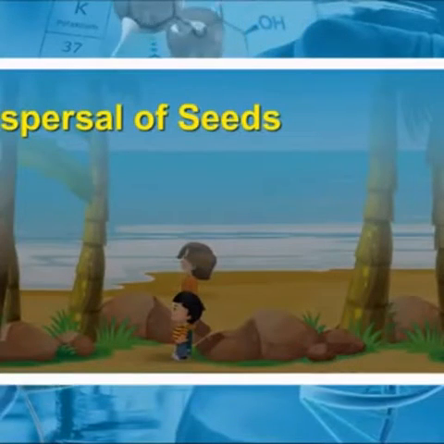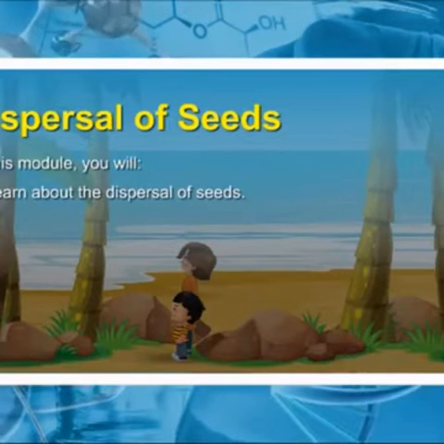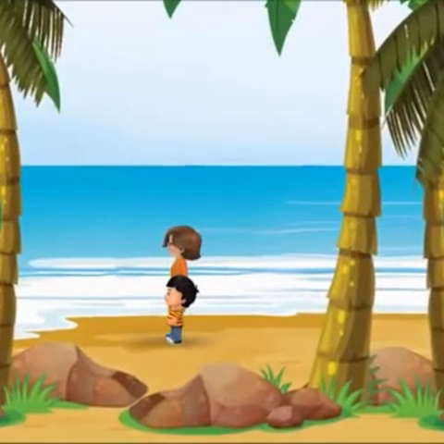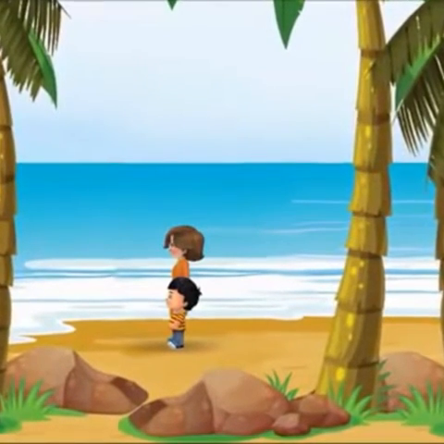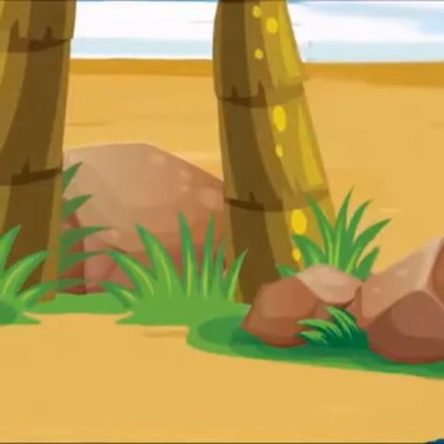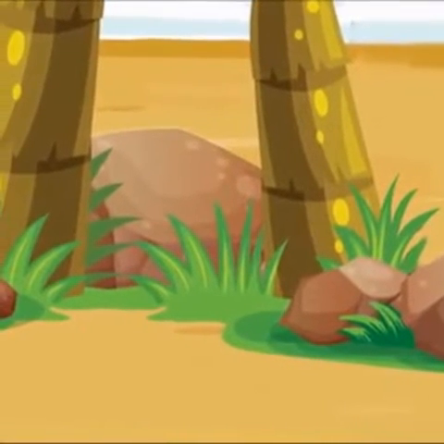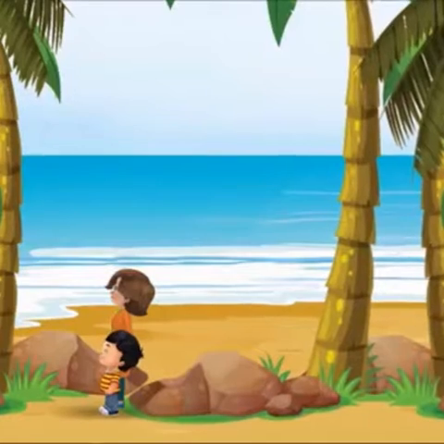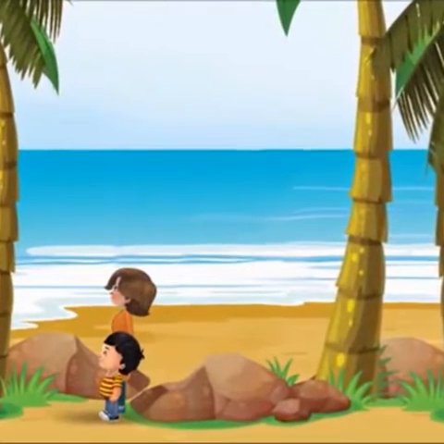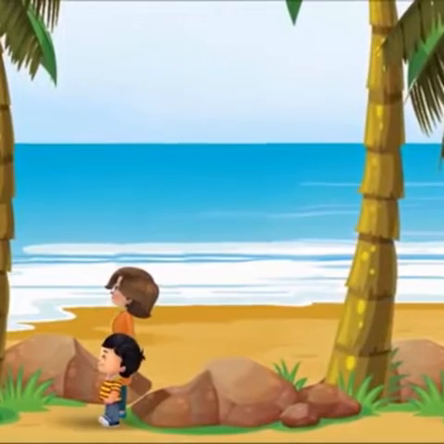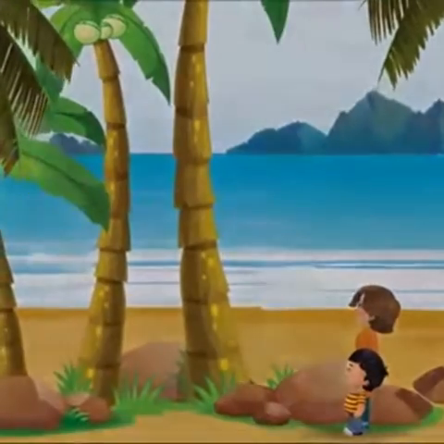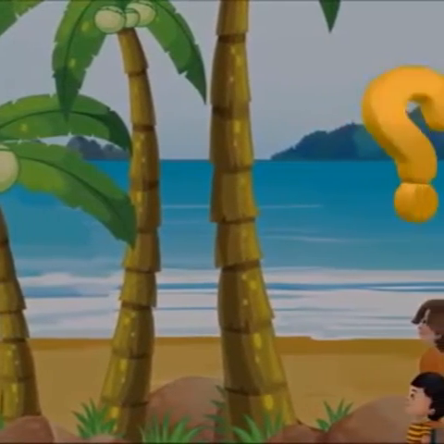Dispersal of seeds. In this module, you will learn about the dispersal of seeds. Sid has come for a vacation with his family to an isolated island. He is enjoying a walk on the beach with his mother. He must be enjoying watching so many coconut trees around, wouldn't he? Do you wonder who sowed the seeds of coconut plants at such an isolated place?